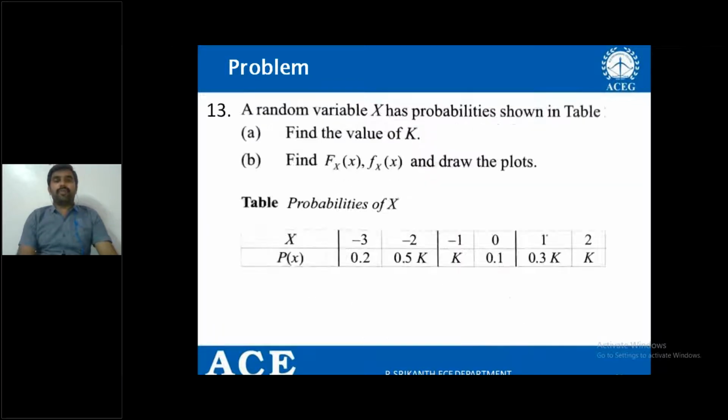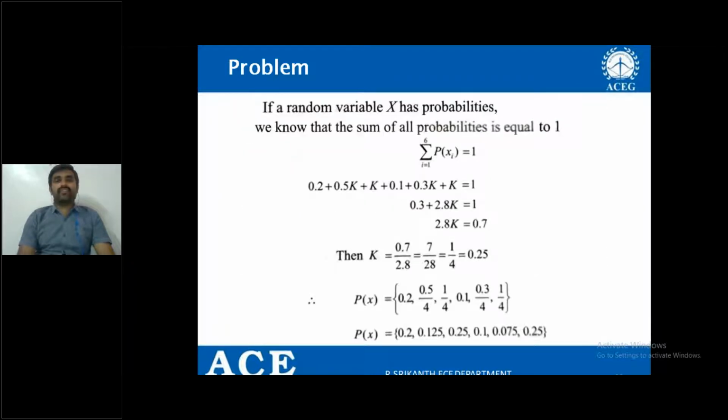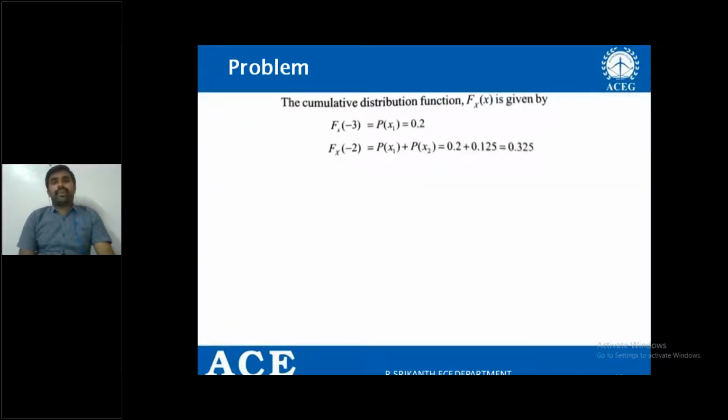And what is the second problem? You are supposed to find capital Fx of x and small fx of x. So how to find the capital Fx of x? That is, capital Fx of -3 to capital Fx of +2. These are the values you need to find for the discrete values of the random variable x. Therefore, Fx of -3 is nothing but p of x1, or p of x equal to -3. Therefore, it is equal to 0.2.